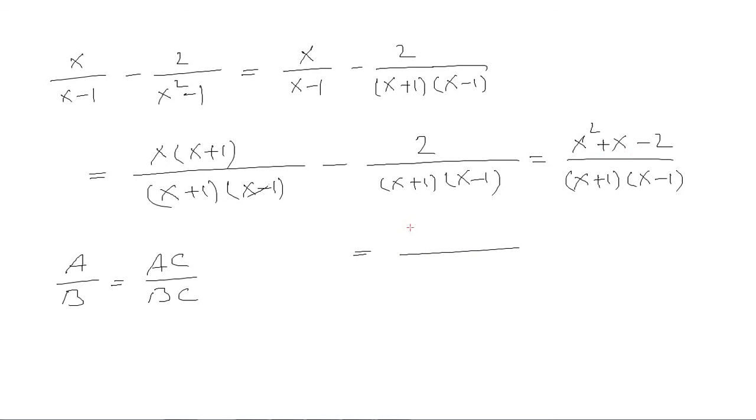The numerator can be written as x plus 2 and x minus 1. The sum of these two numbers, 2 and negative 1, is 1. Their product is negative 2. The denominator is x plus 1 times x minus 1. Now you can see this factor cancels this factor, and the final answer is x plus 2 over x plus 1.